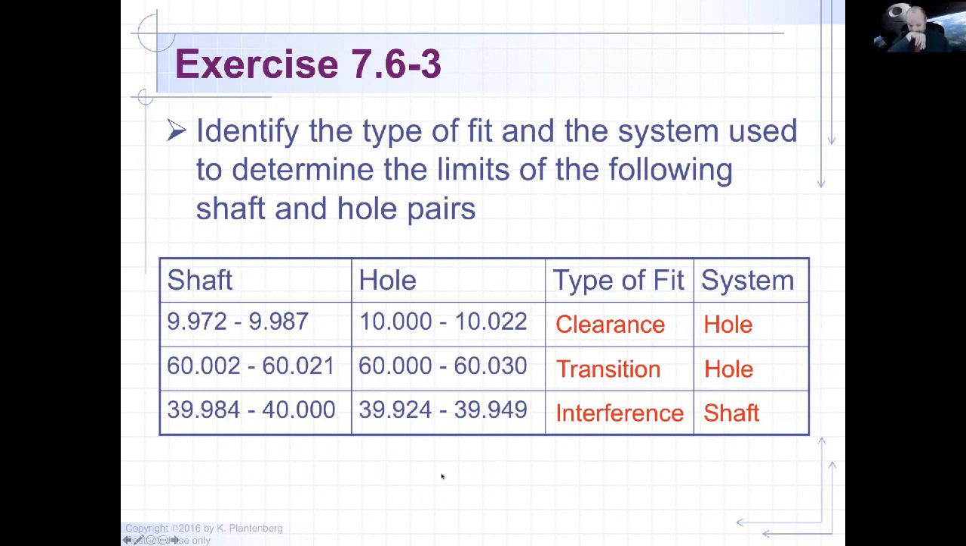Okay. So there is no space. So it's interference. You got to hammer that shaft into the hole. And transition is you've got some overlap. So if the shaft is 60.002, for example, and the hole is 60.030, the shaft's going to be smaller than the hole, but there's also a case where it can be bigger than the hole. So that's called a transition fit.